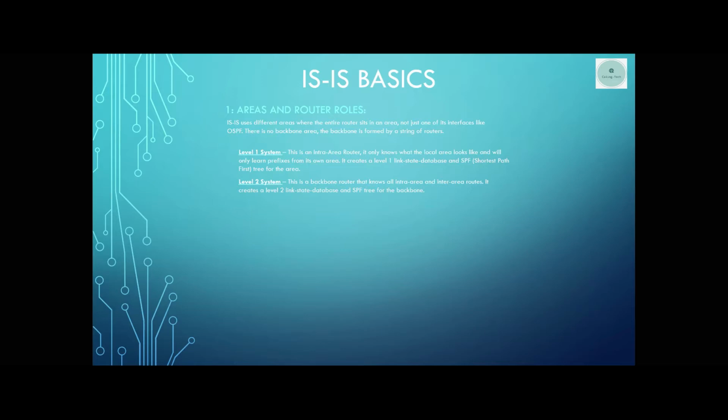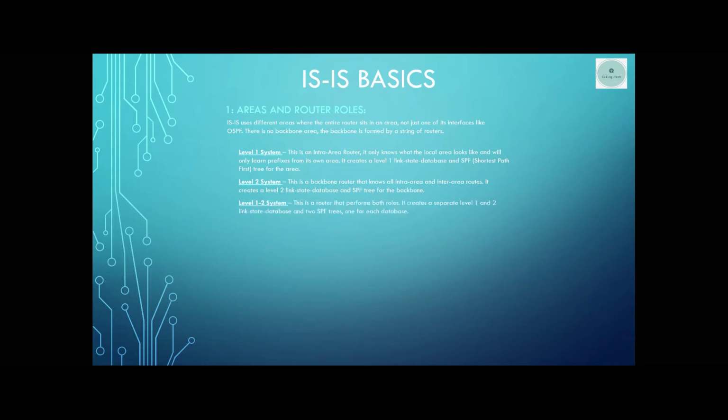So let's have a look at what a level 2 system is. Well, it's a backbone router, and as we said further up, the backbone is formed by a string of routers. So it knows all the intra-area and inter-area routes. It creates a level 2 link state database and SPF tree for the backbone. So it knows both.